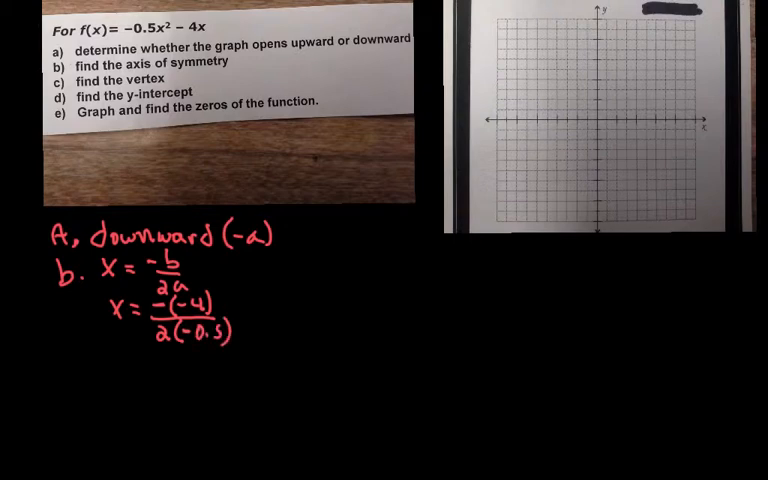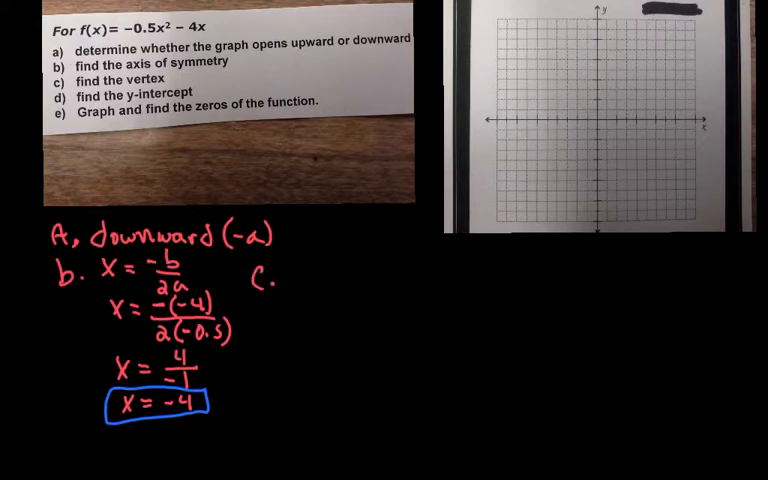Okay, you simplify the fraction. So on the top, we have a +4. On the bottom, 2 times -0.5, that's going to be -1. So x equals -4. So there's the axis of symmetry, -4. Then we need to go back. So this is part C. We need to go back and find the vertex.